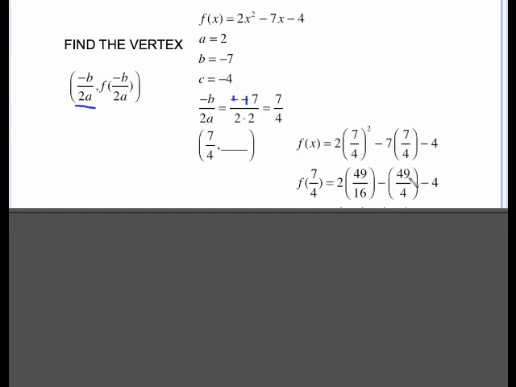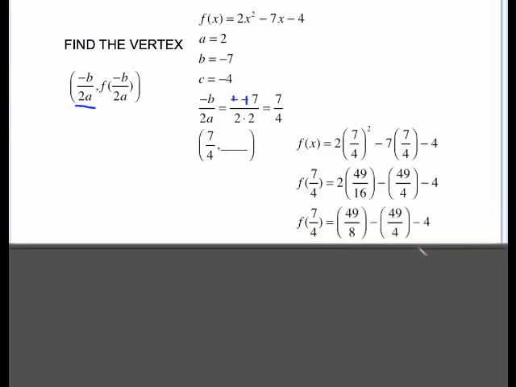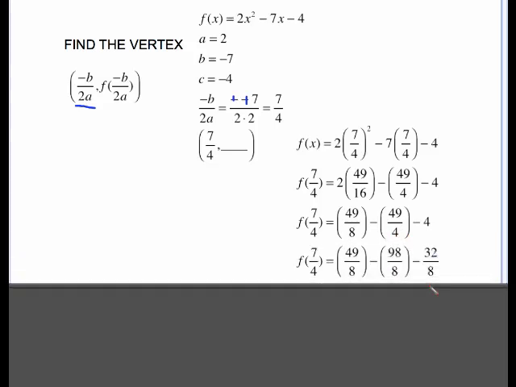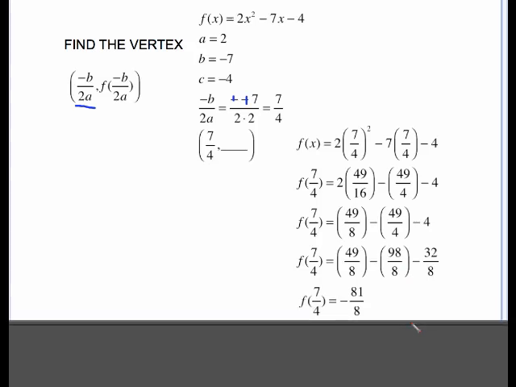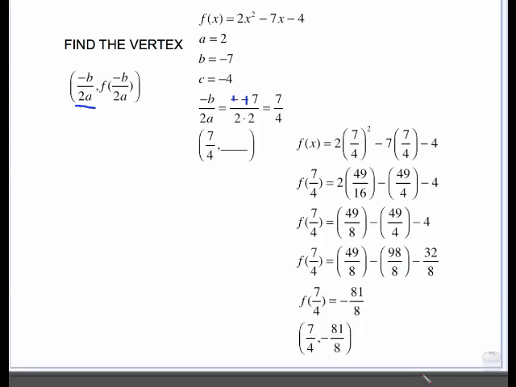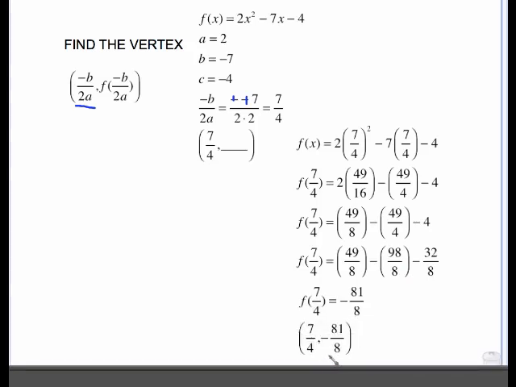7 times 7 is how I get 49/4. In the next step, I canceled 2 into 16 and got 8. 49/8 minus 49/4 minus 4. Get a common denominator of 8ths for everything. Put this all together and we get negative 81/8. So my ordered pair is 7/4, comma, negative 81/8.